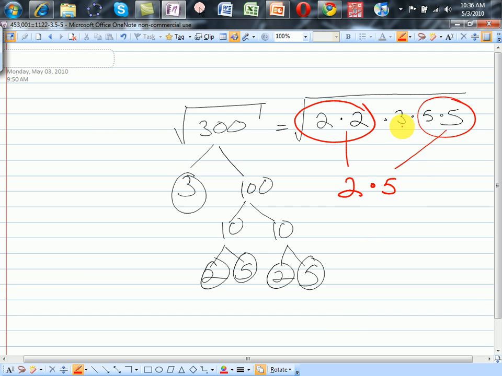In this case, we're left with 3 under the radical, so 3 remains under the radical. We multiply what we have left to simplify our answer. 2 times 5 is 10 times the square root of 3. And remember, that's plus or minus 10 times the root of 3.